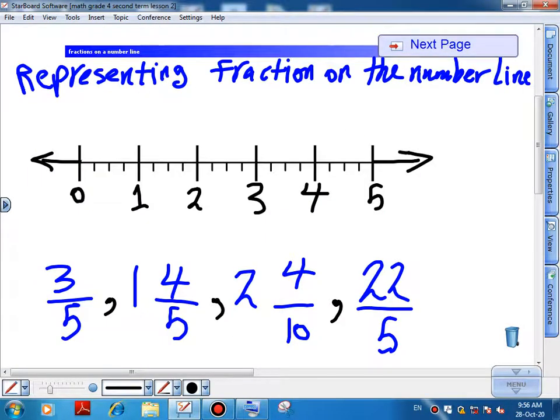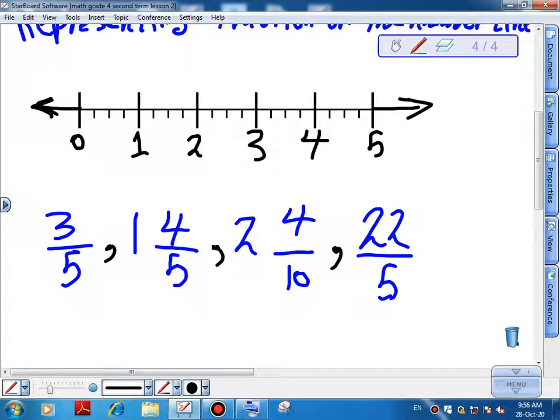The next one, we need to represent any fraction on the number line. We know the number line like this, a ruler from 0, 1, 2, 3, 4, 5, and so on. We have 3 over 5, 1 and 4 over 5, 2 and 4 over 10, and 22 over 5.